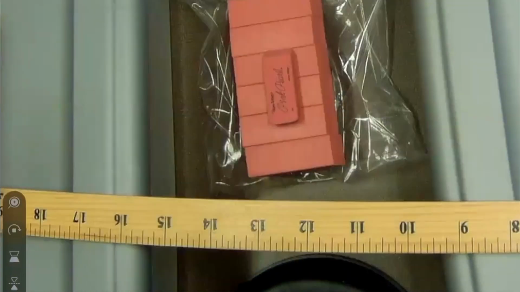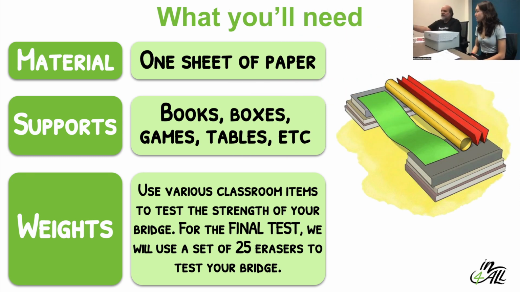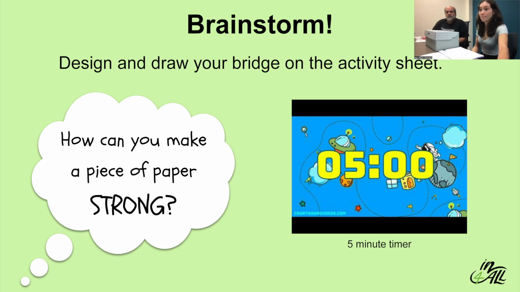Okay, and then they will get 25 erasers. I was trying to find something simple that we could use, and the idea here is to test and see how much it can hold. So design and draw your bridge on the activity sheet.